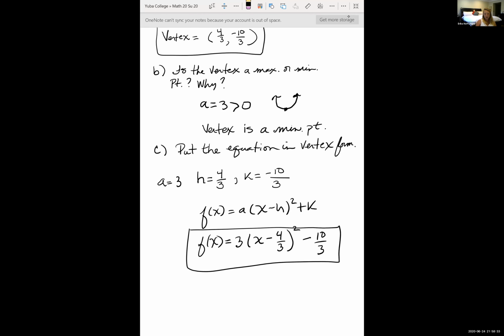So if it asked you to put it in vertex form, you could complete the square, or you could go through the process where you use the vertex formula to find the vertex and then put in your pieces, where h, k is and what a is.